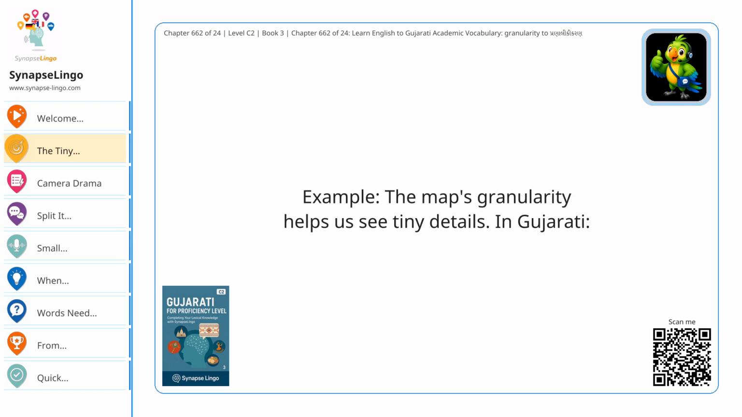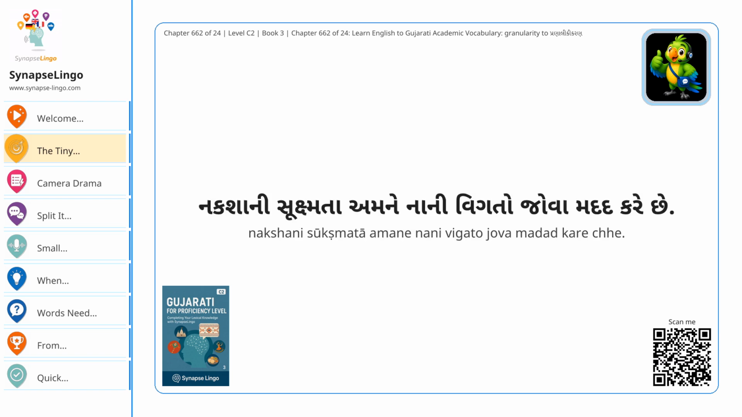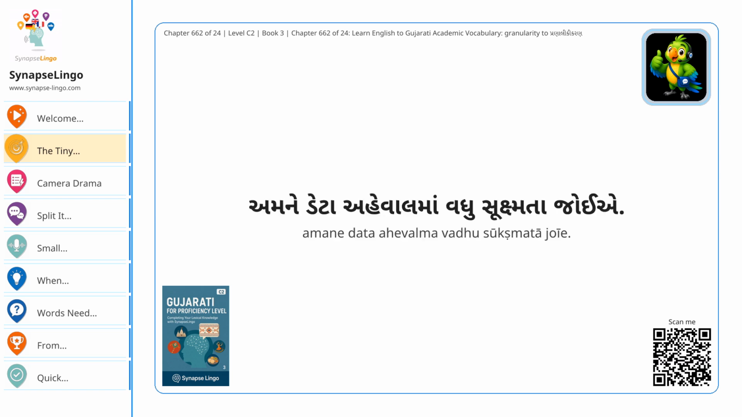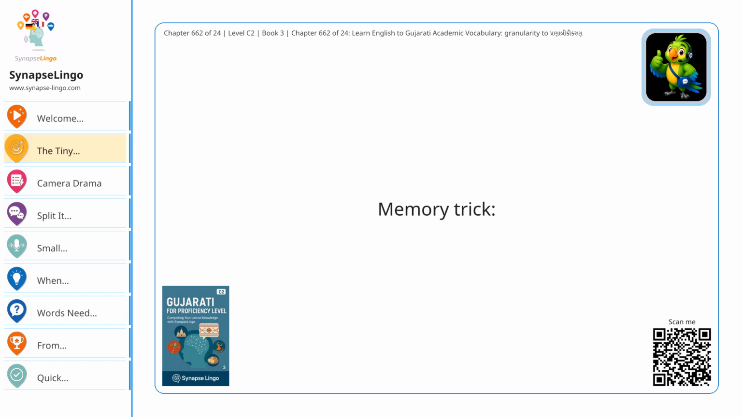In Gujarati. નકશાની સૂક્ષ્મતા અમને નાની વિગતો જોવા મદદ કરે છે. Example. We need more granularity in the data report. In Gujarati. અમને ડેટા અહેવાલમાં વધુ સૂક્ષ્મતા જોઈએ. Memory trick. સૂક્ષ્મતા is like a microscope for information. If a report looks blurry, add સૂક્ષ્મતા. Not hot sauce.